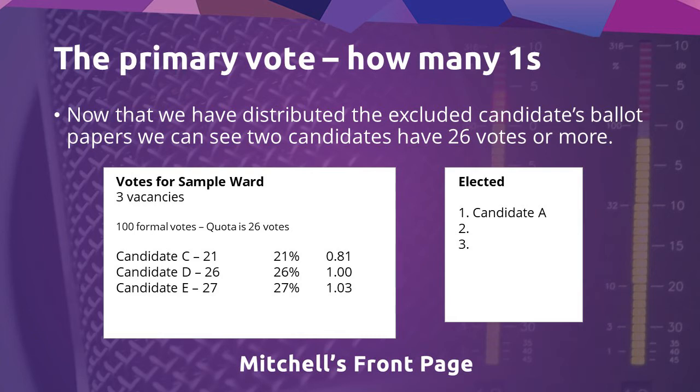So now that we've distributed all of the excluded candidates' ballot papers to the next candidates, we can see here that there's 2 candidates that have 26 votes or more. That would be candidate D and candidate E.